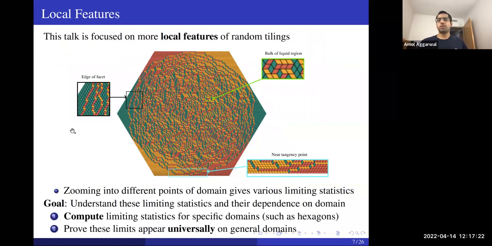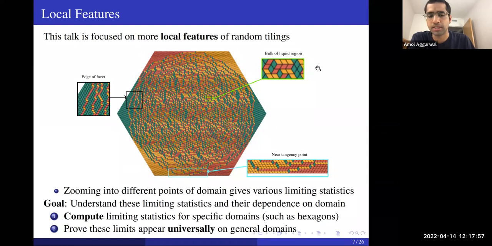Okay, so as I said, I want to talk about local features rather than global features of this model. So zooming into different parts of this domain, I will see different limiting behaviors. And my goal is to understand the probabilistic features, the statistics associated with these behaviors. So let me take a few moments to describe what sorts of behaviors one sees depending on where one probes. One example is to probe somewhere in the bulk of the liquid region. I don't want to probe in the frozen region, otherwise I'll see something trivial: I'm just going to see all lozenges of a single type. But let's suppose I probe somewhere in the liquid region.